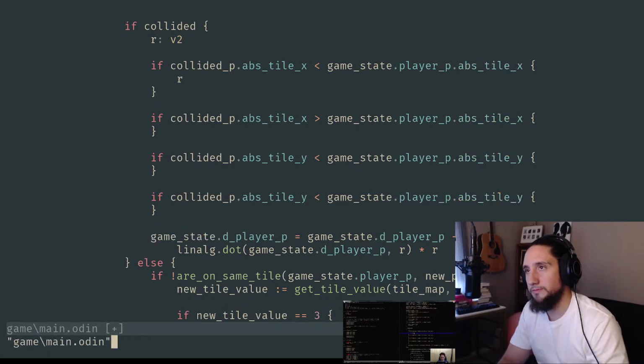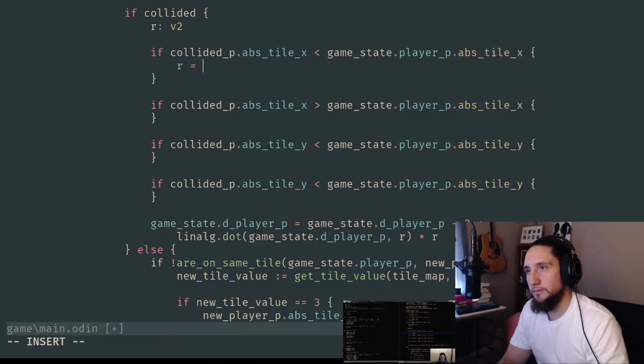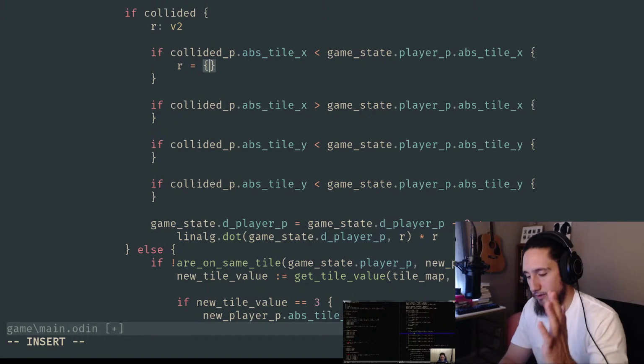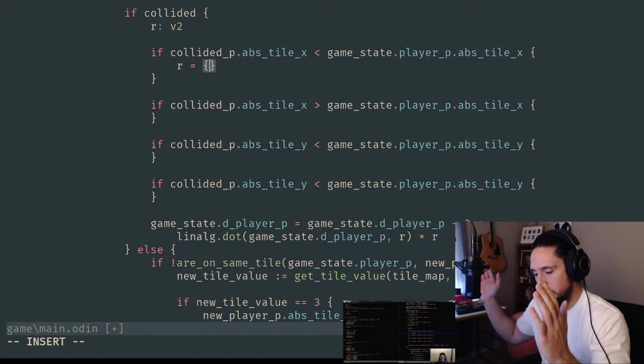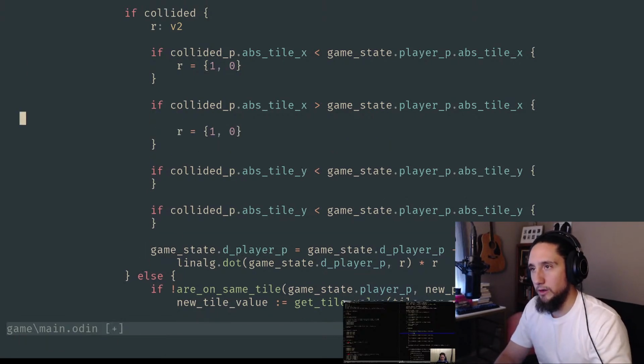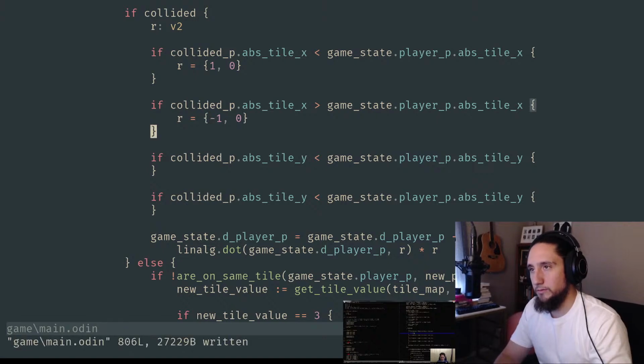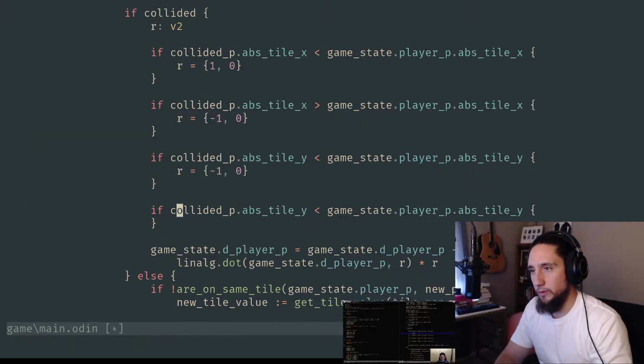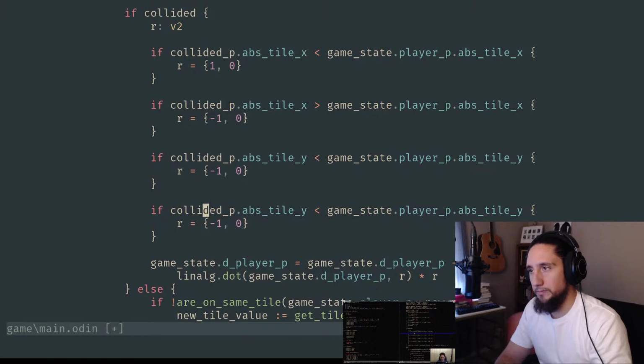Like so. And I think we can just infer the type. We don't have to specify that we're assigning to a V2 because we know that's what it is. So it's going to be something like this. Well, it's going to be on the X. So if it's left, we want to bounce to the right, go positive in the X direction. So 1, 0, right? And then over here, it would be the opposite. And then just do the same thing for the Y. This should be a greater than.